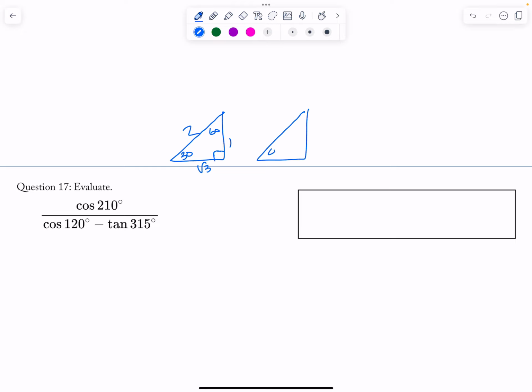I'm going to draw my triangles again because I keep scrolling and losing my triangles. Okay, so 210 degrees is in quadrant 3. Cosine is negative. So then 210 minus 180 is equal to 30. And then 120 is in quadrant 2. Cosine is negative. So then 180 minus 120 is equal to 60. And then the last one, 315, is in quadrant 4. Tangent is negative. So 360 minus 315 is equal to 45.